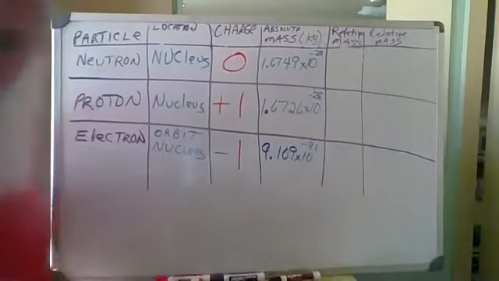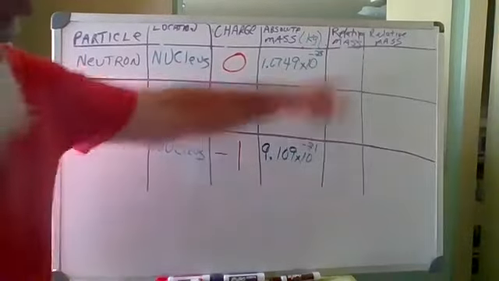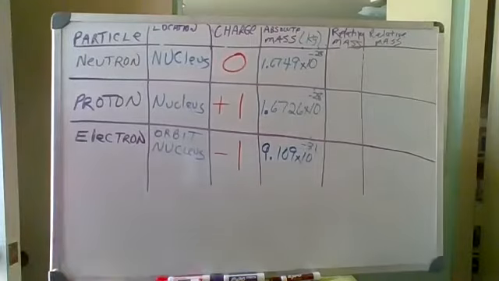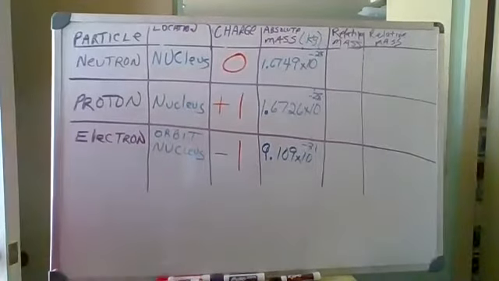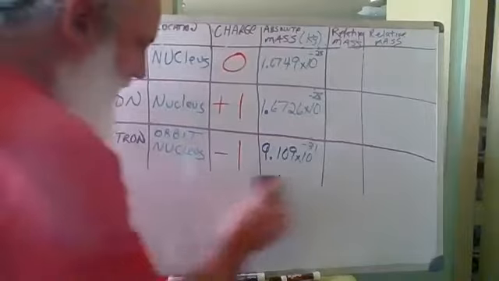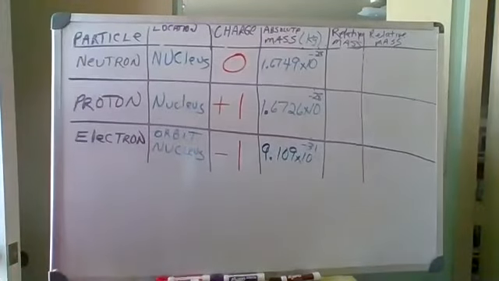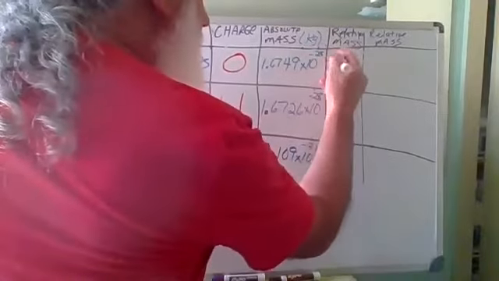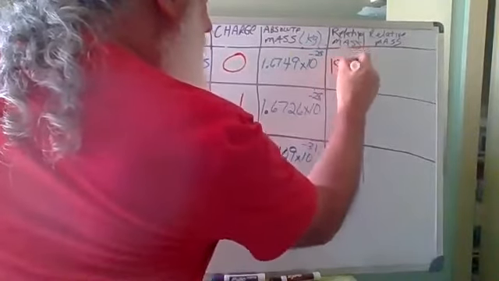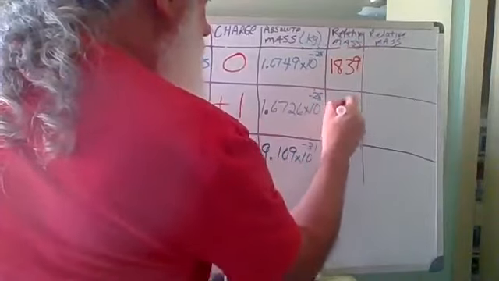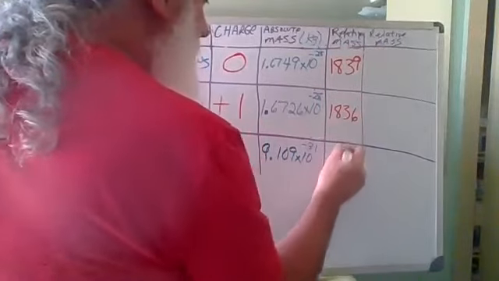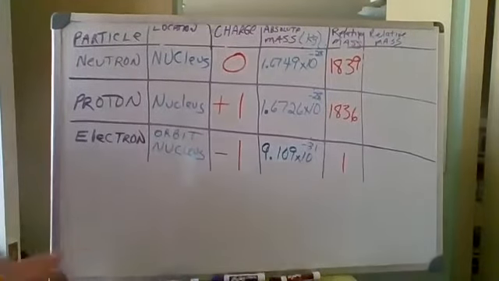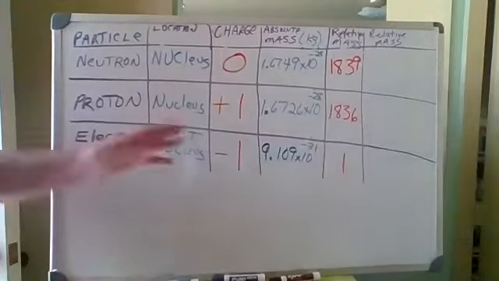So what we do is we form a relative scale here. I'm going to write those up here, and then we'll talk about what we mean by a relative scale. So this is 1839. This is 1836. And this is 1. Okay? So let's look at an example. We'll come back to this.